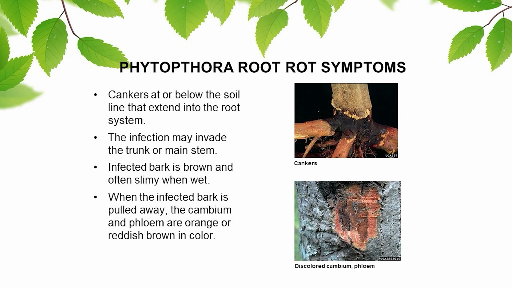Phytophthora root rot symptoms. Phytophthora root rot symptoms include cankers at or below the soil level and extending into the root system. Infection may invade both the trunk and the main stem. The infected bark is brown and often slimy when wet. When infected bark is pulled away, the cambium layer and phloem are reddish-brown in color.